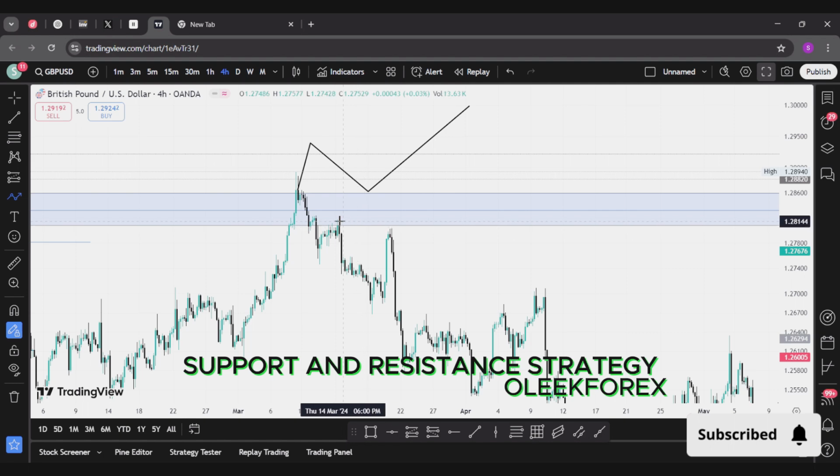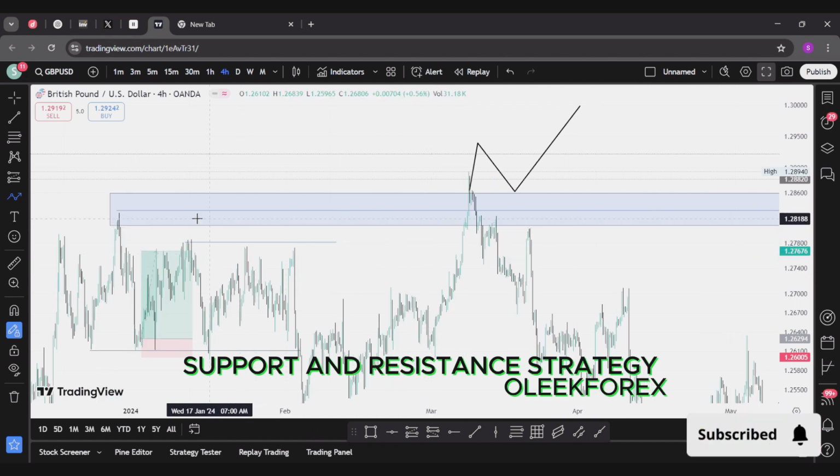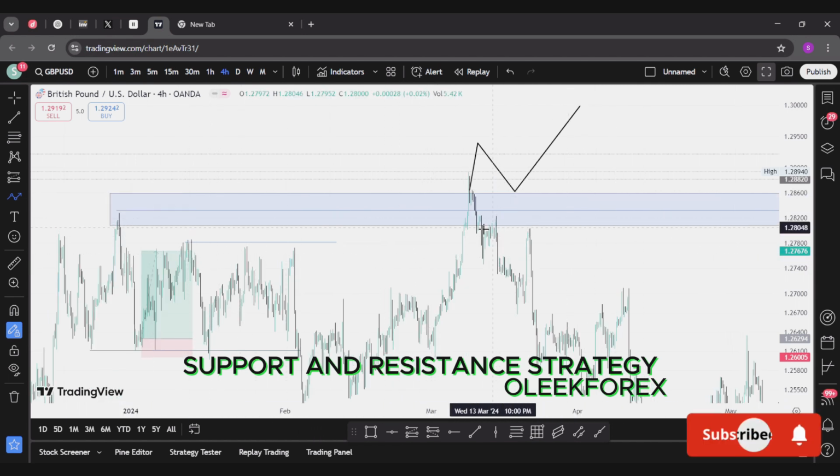You can see when it rejected, it came back. That's why it's not a line, it's a zone. If I was just drawing one line here, I probably would not even know. Look at it, it's a zone. It came back to that zone. It retested the zone.